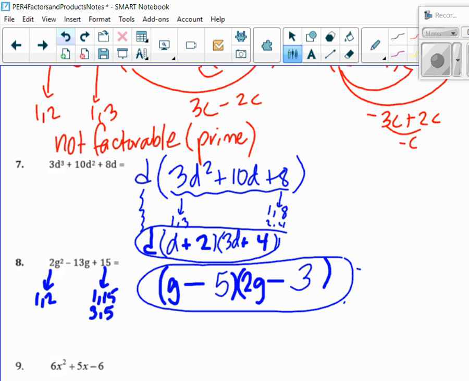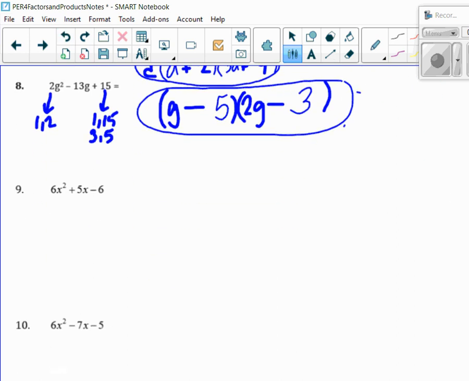Now this one I want to show you a shortcut, okay? Because I saw a couple people do this. So this is 1 and 6 and 2 and 3. And this is 1 and 6 and 2 and 3. I want to show you something. Okay? So first off, is there a GCF I can take out of this? No. Okay. So I'm going to go directly to factoring.